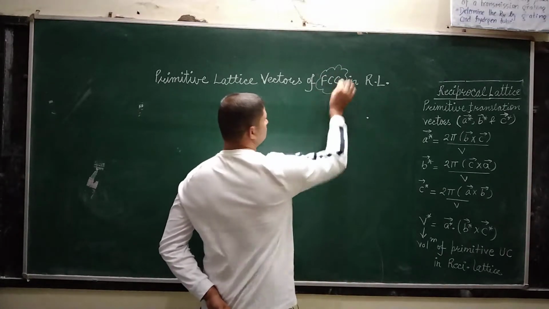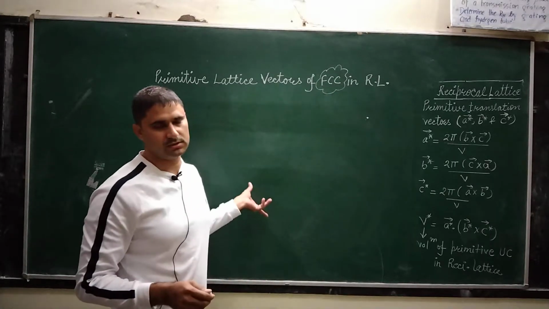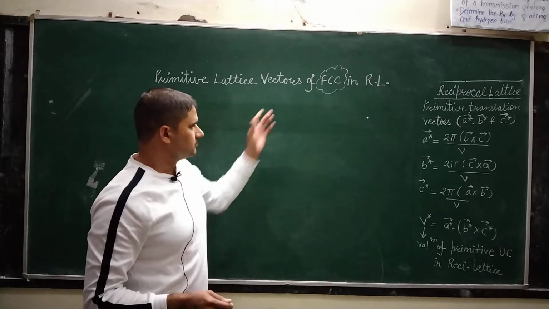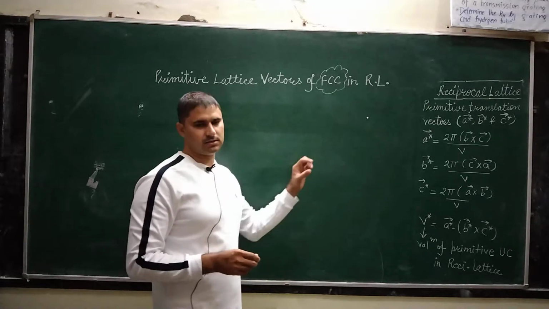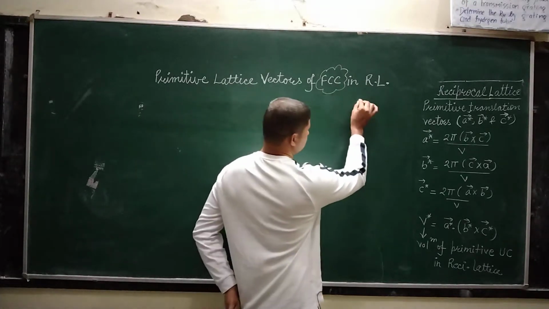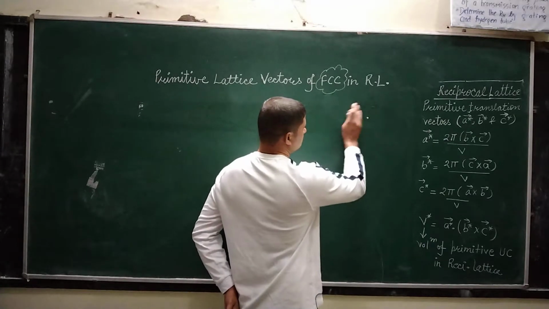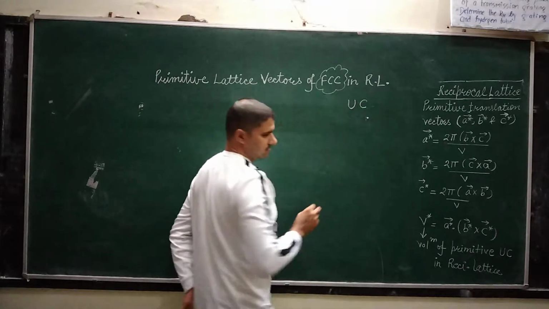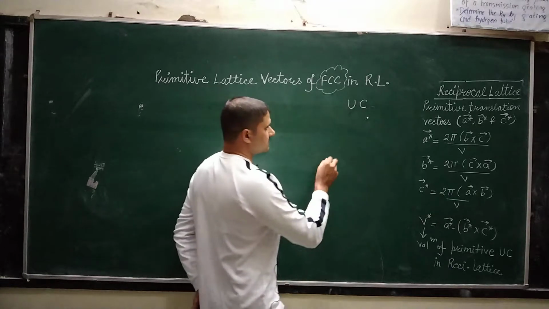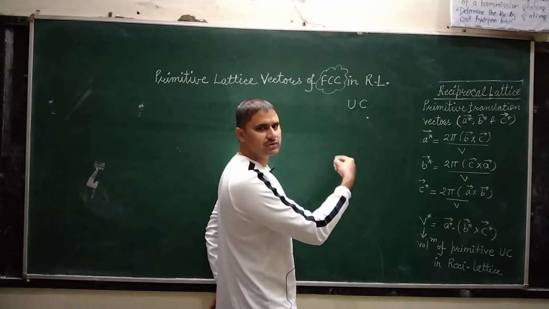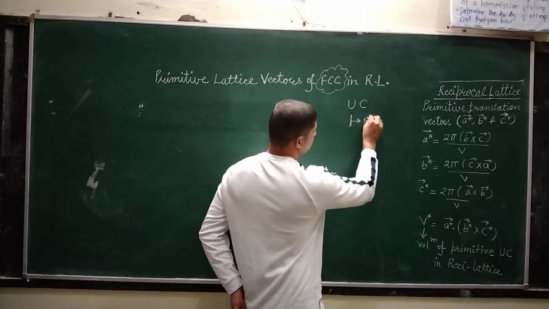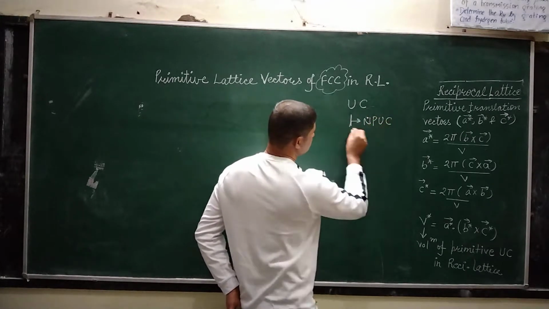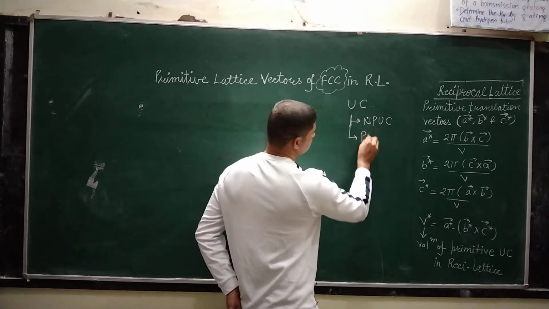Okay, so today we are to discuss FCC, face centered cubic. And before this discussion I will go over the very basic properties of unit cell. You know that in the previous lecture we have seen unit cell is the building block of crystal structure, and these are non-primitive unit cell and primitive unit cell.